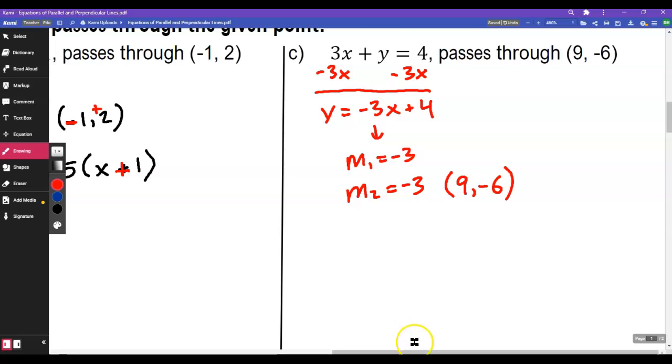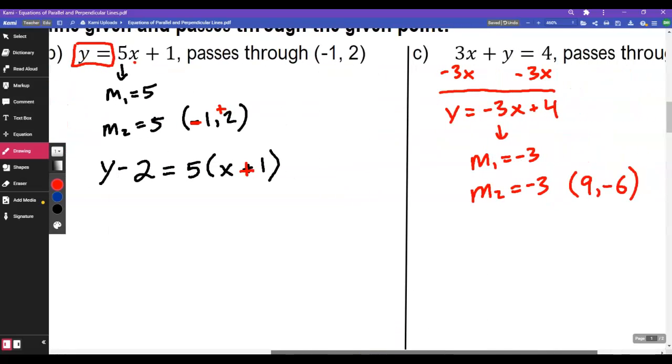Write out the point slope form for this real fast. So take these numbers and plug it in just like I did on this one, watching your negatives and making sure those are done correctly. I'll give you a second to do that, just to make sure you got this, and then we'll do perpendicular and be finished.